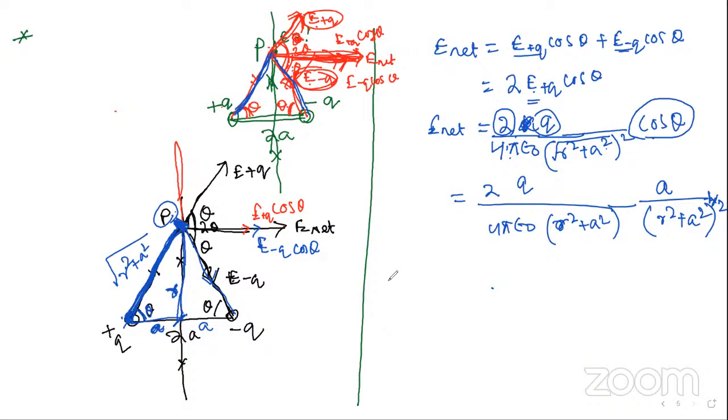Now you can multiply and tell what will be our E net. What is our E net? Total electric field. In the numerator 2qa. In the denominator, what is there? 4 pi epsilon naught, then R square plus A square to the power 1, and R square plus A square to the power half. If I combine this, what will I get?